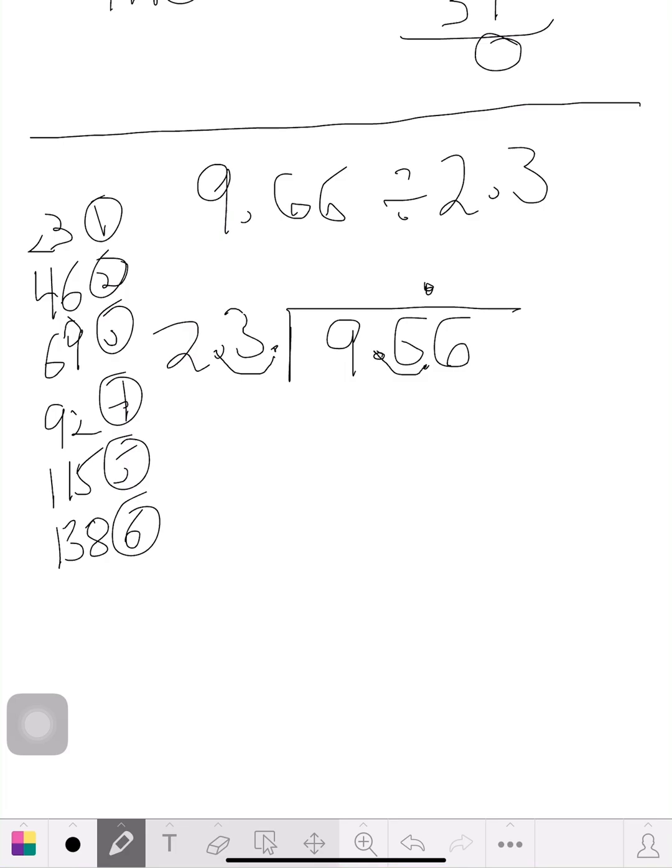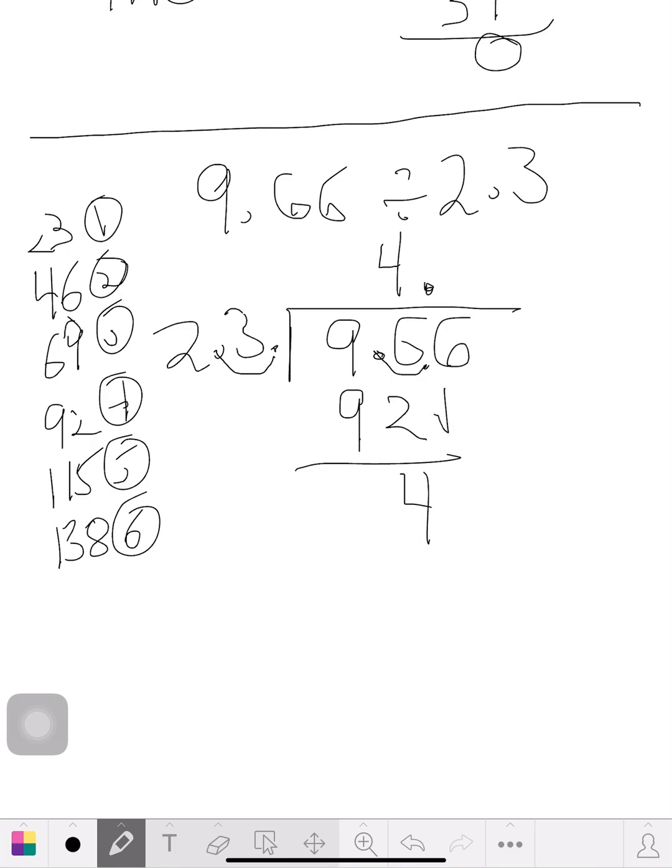Okay, so let's see. 23 goes into 96. Looks like it's 4 times to me. I can see it right here with my little chart I made. So we got a 4. 4 times that, this is 92. We already did that math, so we don't have to really do it again. We got it right there, 92. So we got a 4.